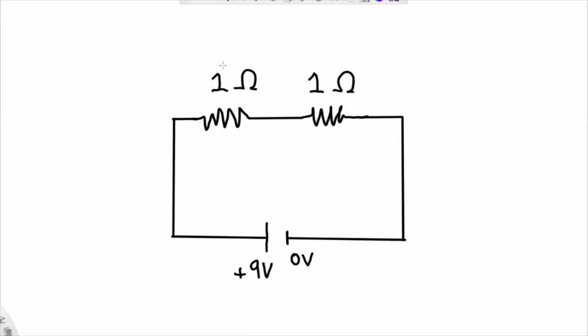So here we go, we have two 1-ohm resistors. Current will flow from the positive terminal straight to the first resistor, then through the second resistor, and finally come round to the negative terminal. So, how could I predict how much current is going to flow through this circuit here?